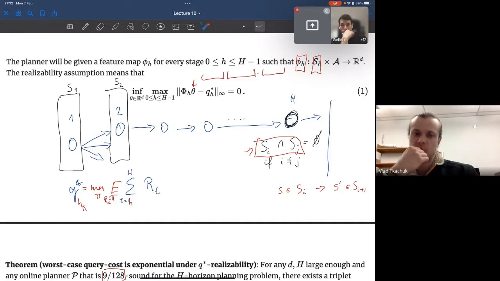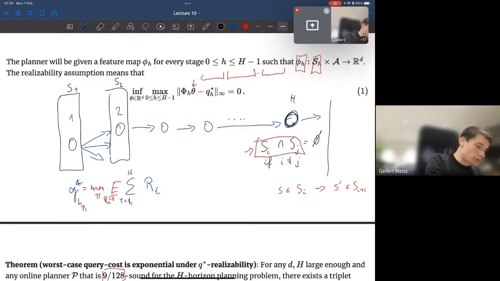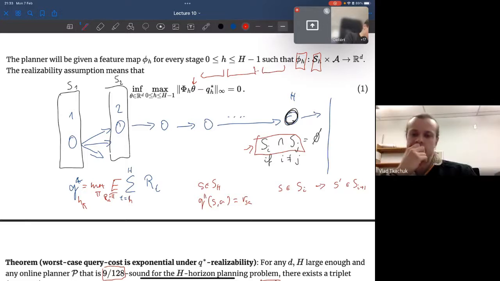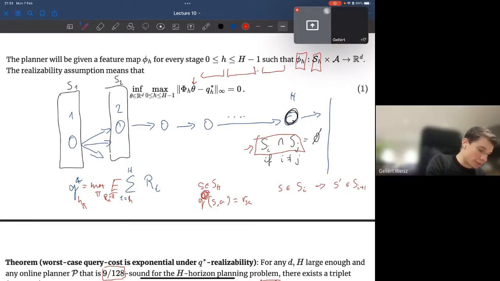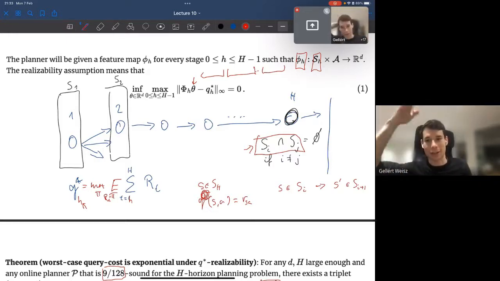Yeah, and that's only for one of the actions? No, that's for all of the actions, right? Like the Q star of S and A, if you take any S in S_H, that's a final stage thing, then Q star of S and A equals the expected reward for S and A. And that's actually true for any policy, right? Because for any policy, this bit only interacts with the future, but there's no future. It's done.